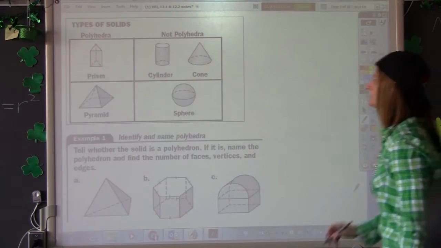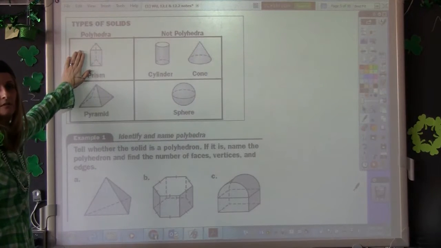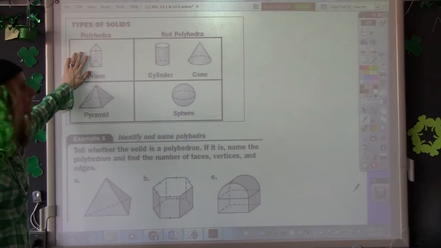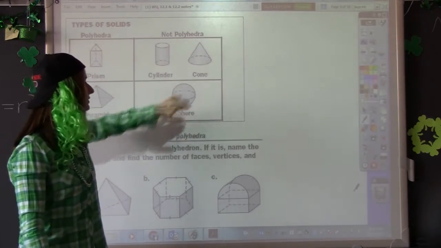All right, so examples. Prisms and pyramids are polyhedra. That's the plural of polyhedron. Cylinders, cones, and spheres are not polyhedra.